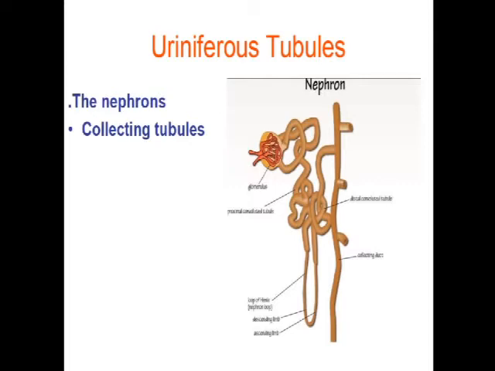Nephron is the longer part of the uriniferous tubule and is responsible for the production of urine, and nephron is derived from the metanephric blastema. So this is the nephron and these are the collecting tubules. The collecting tubule conveys the urine from the nephron to a collecting duct lying in a medullary ray, and embryologically this part of the uriniferous tubule is derived from the ureteric bud, which originates from the mesonephric duct.